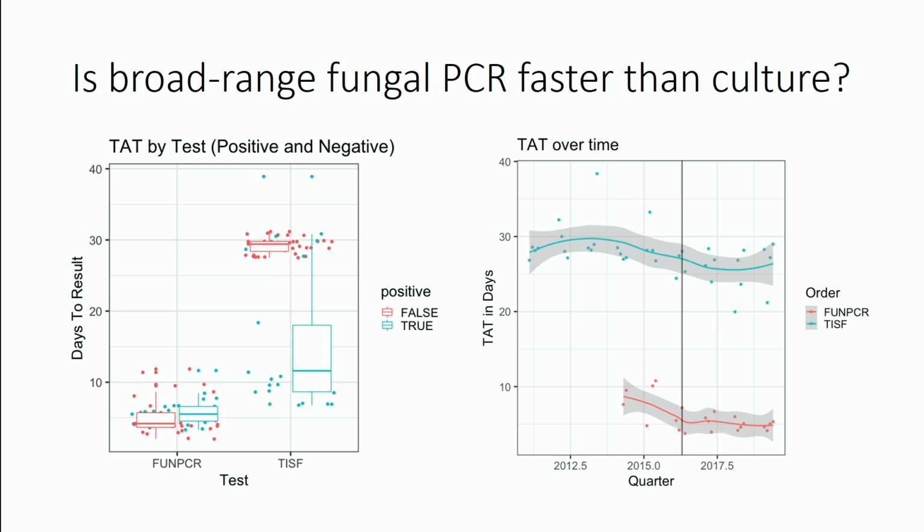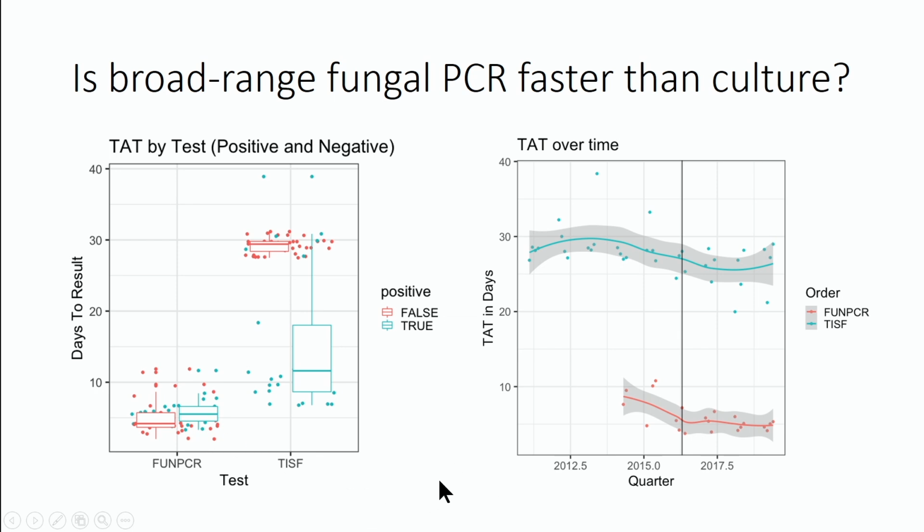The big caveat here is this is all final result dates. And I think we're all pretty accustomed to having preliminary results come out well before the final dates. So we see the negatives and positives in red and teal respectively for the broad range fungal PCR and our fungal cultures. And we're several days faster by final result on the PCR.